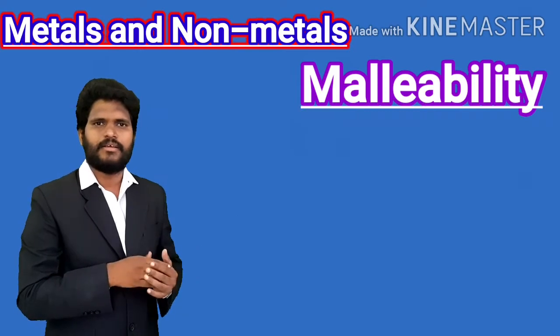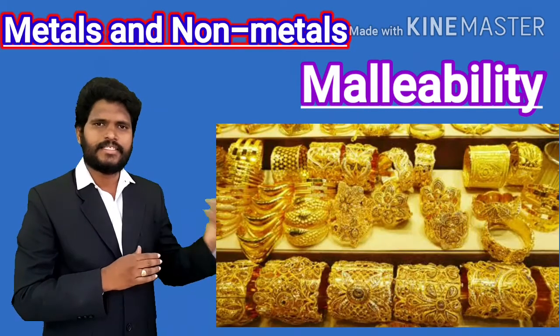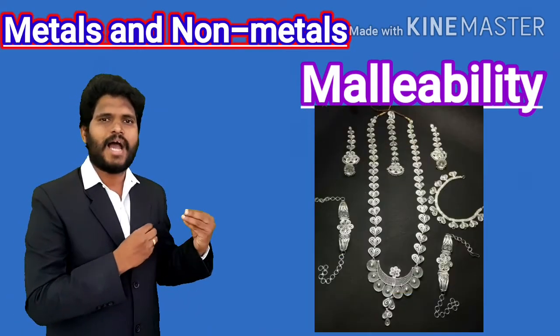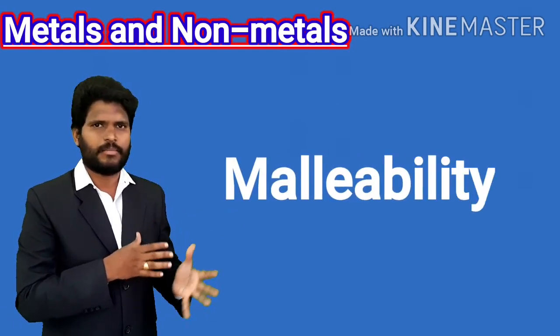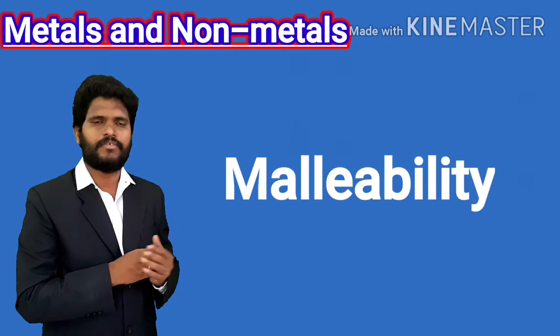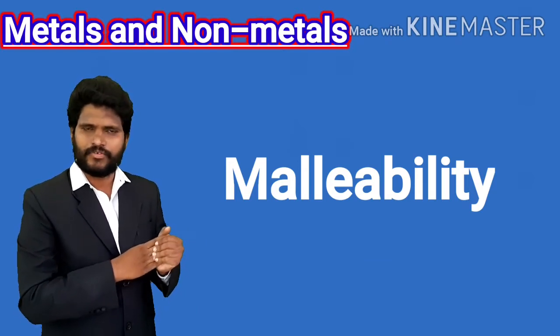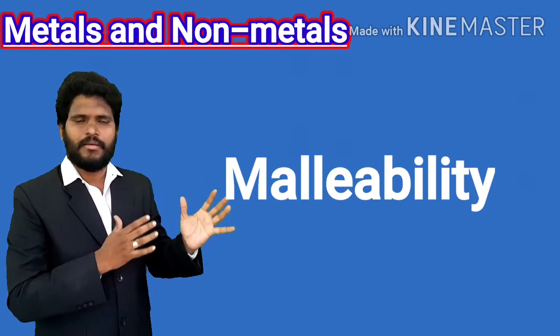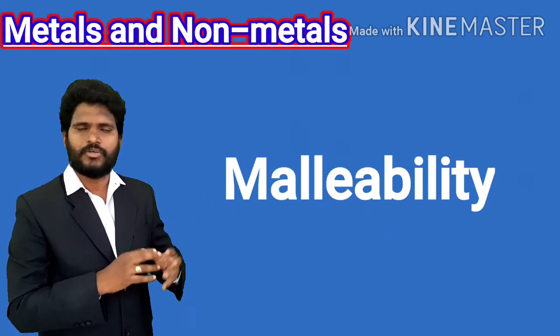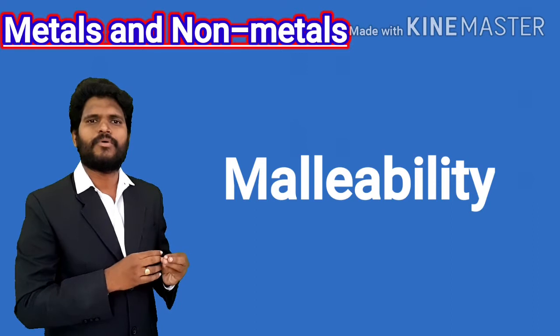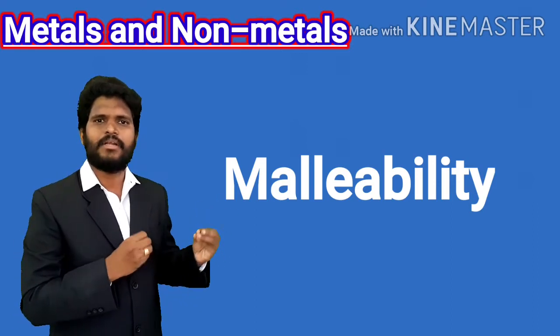For example, gold and silver, due to their very high malleability, are used in the making of ornaments. So malleability is nothing but making metals into thin sheets by hammering. Metals have high malleable property.